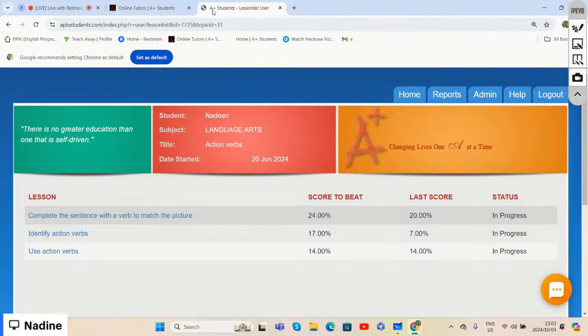This is a continuation of a previous lesson where we also did action verbs. So now we are going to continue and then end our lesson here. So we're going to still do action verbs today.